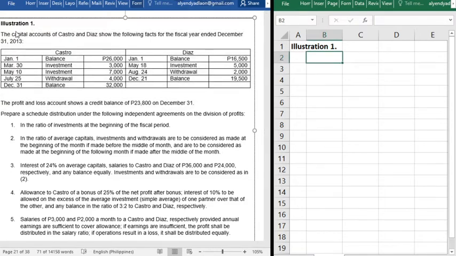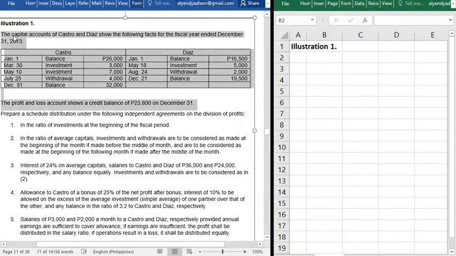Now, the capital accounts of Castro and Diaz show the following facts for this fiscal year ended December 31, 2030. For Castro, we have the January 1 balance, and for Diaz also. They had their investments and withdrawals during the year, and then we come up with the ending balance on December 31.